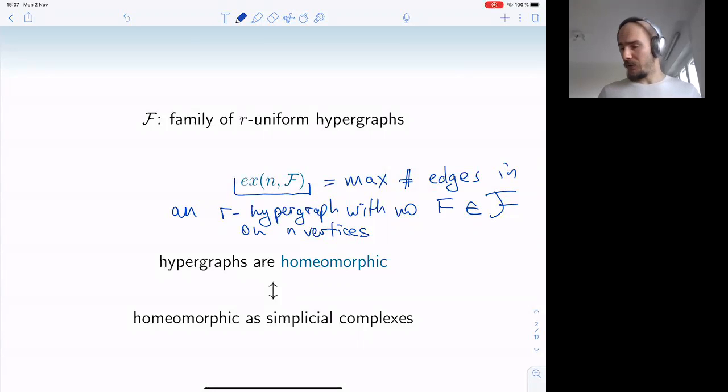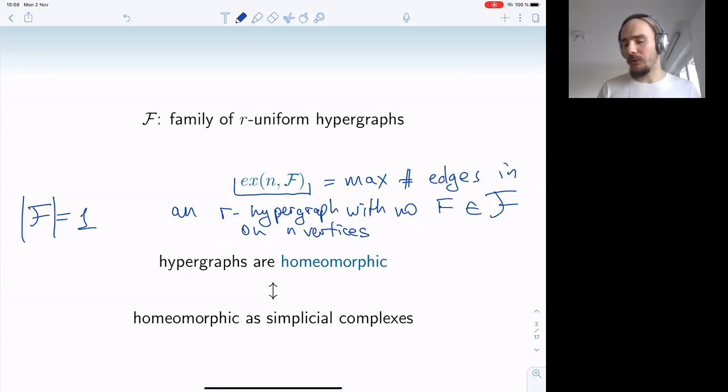Typically, of course, F is of size 1, as I said, but in our case, we'll be working with these families of hypergraphs that are homeomorphic to a given hypergraph. And what do I mean by this? When I say that two hypergraphs are homeomorphic, I mean that they're homeomorphic simply, geometrically.